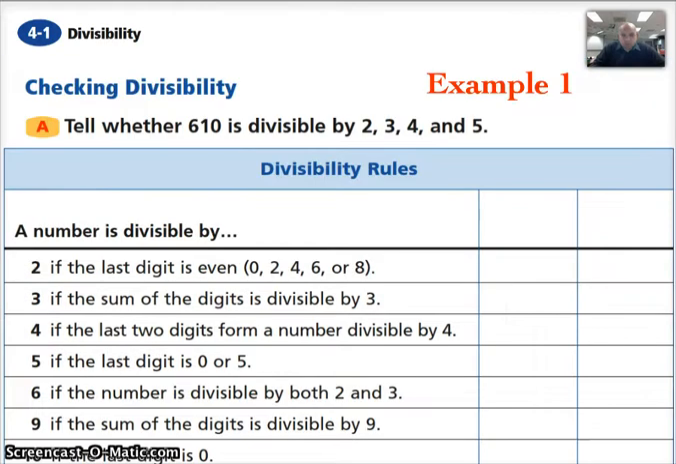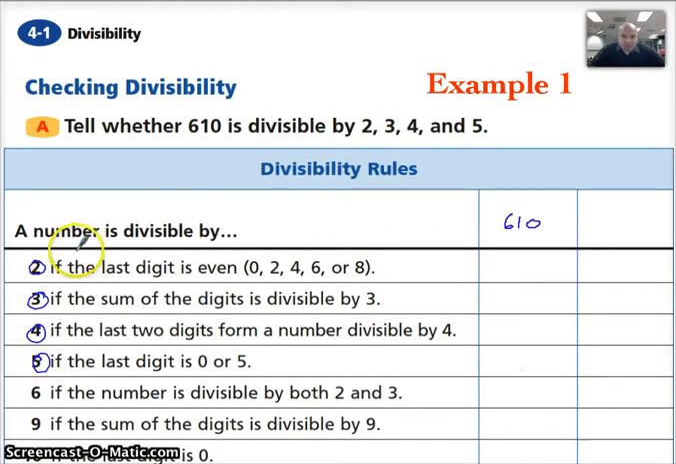Let's take a look at some examples that we need to work through. It says, tell whether 610 is divisible by 2, 3, 4, and 5. So I'm going to go ahead and write down 610 right here, and I'm going to circle 2, 3, 4, and 5, and check the divisibility of this. Now, you don't have to write this table, but you do have to indicate what number we're working with in order to figure out the divisibility.